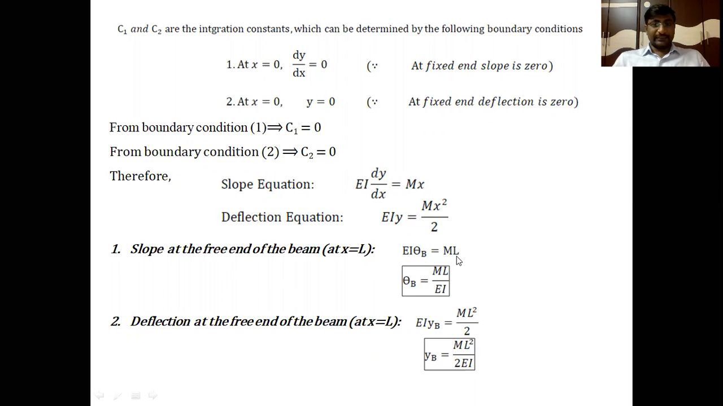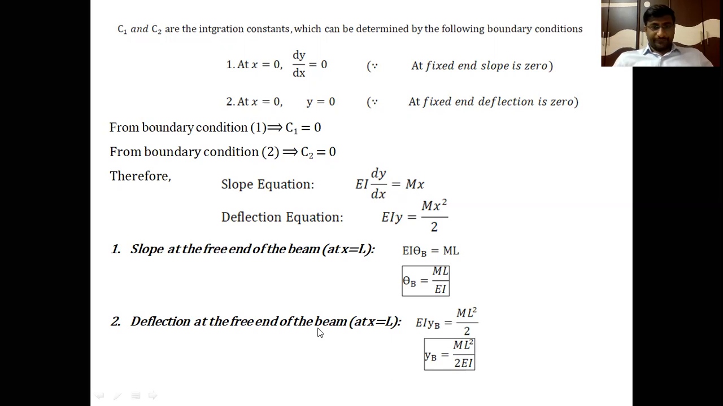EI theta B is equal to M into L. In place of x, substitute the L value. So ML. Therefore, theta B is equal to ML by EI. This is the slope at the free end by acting the moment M at the free end. Okay, students, are you getting my point?